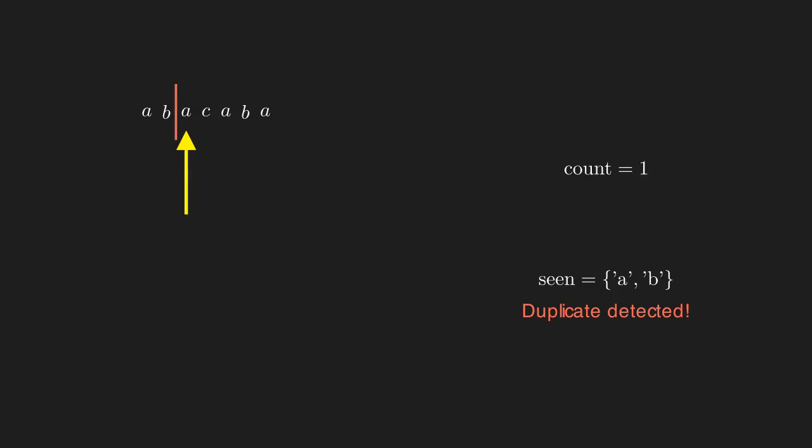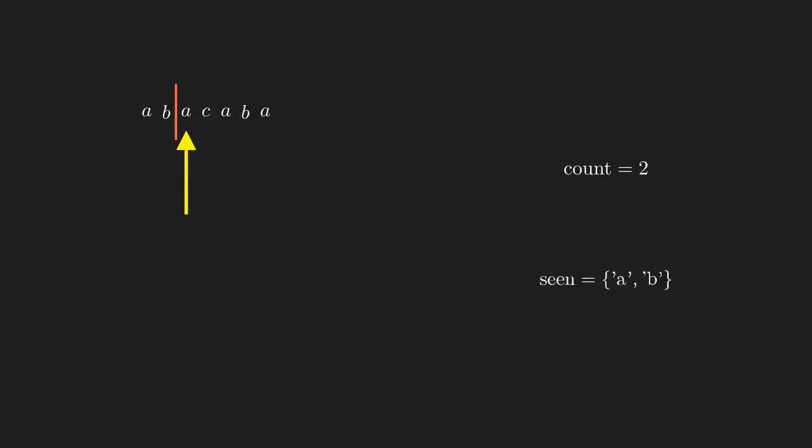Because of this duplicate, we are forced to end our first partition right before this new a. The first valid substring is AB. Since we are starting a new partition, we must increment our partition count. We update count from 1 to 2.